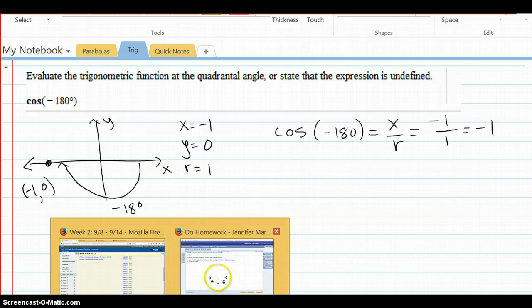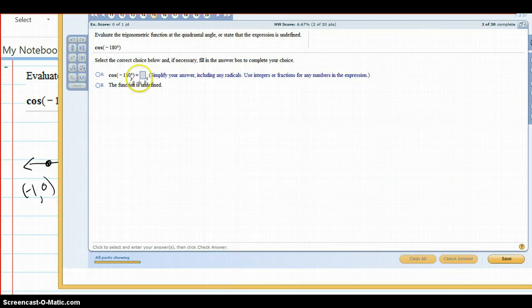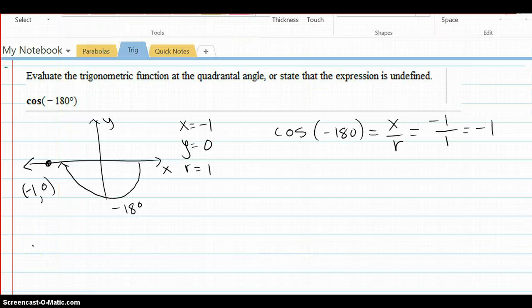By the way, just to show you, when you type this in, you're going to type in negative 1 there. And if it was undefined, they do have a place for that. Make sure that you always look at the directions here, because sometimes they'll say undefined is an N or whatnot. So make sure you always look at the directions. Hope that helps.